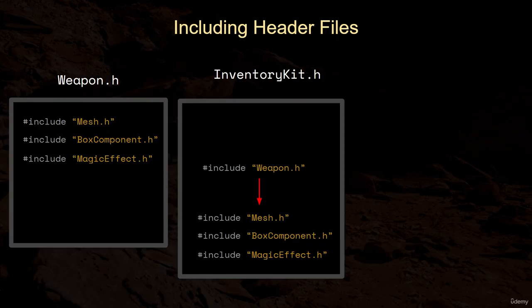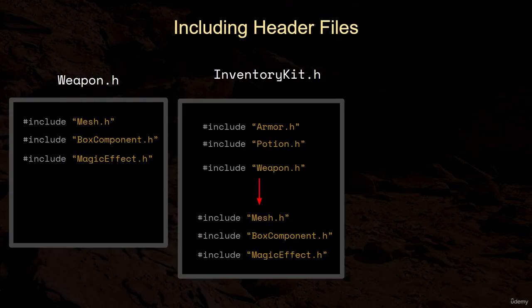Now, inventorykit.h doesn't need mesh.h, it doesn't need box component, it doesn't need magic effect. It only needs the weapon class, as it's only going to have weapon variables. Now, on top of that, let's say inventory kit uses the armor class and the potion class. So it's including those header files. So inventory kit is getting quite large at compile time.